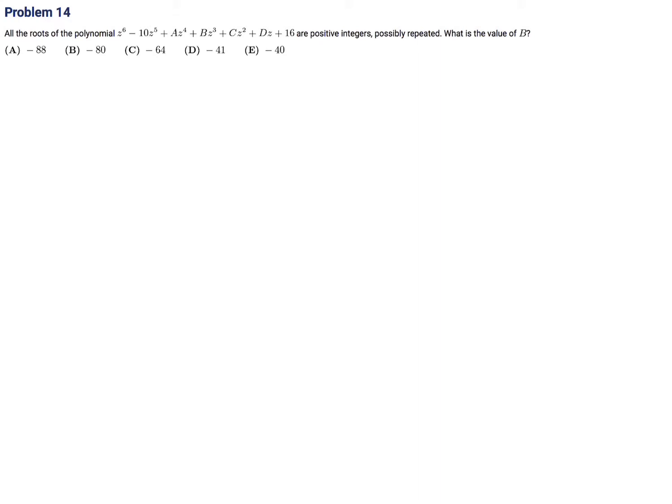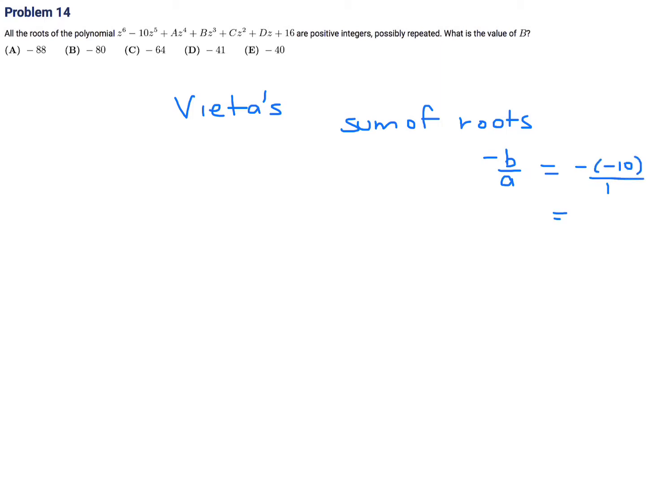All the roots of the polynomial are positive integers, possibly repeated. What is the value of b? Well, by Vieta's, the sum of the roots, and in this case, since it's z to the power of 6, there will be 6 roots, is minus b over a. And in this case, that would be minus 10 over 1. So that's 10. So the sum of the roots is 10.